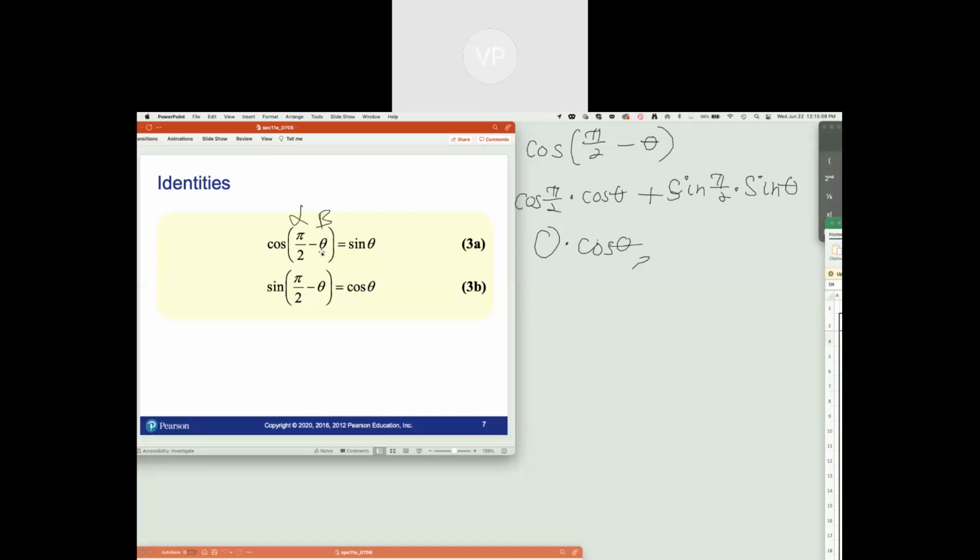I know the sine of pi over 2 is 1. So do you see how this whole thing simplifies? That's gone. And that's how we know it equals sine of theta. And you can do the same thing on the next one. It'll work exactly the same.